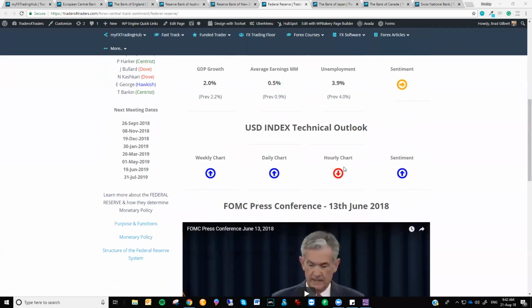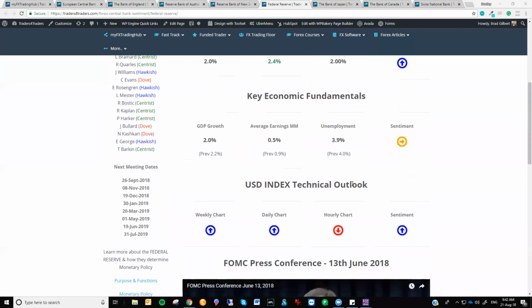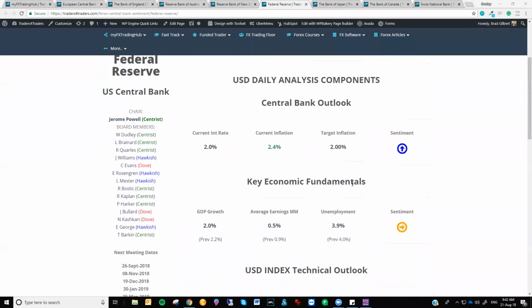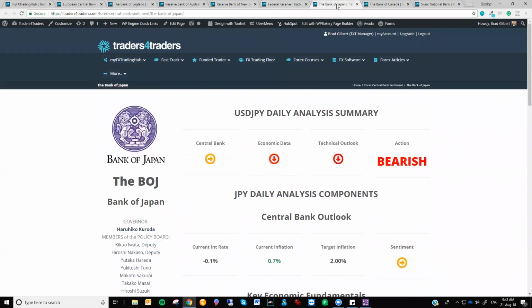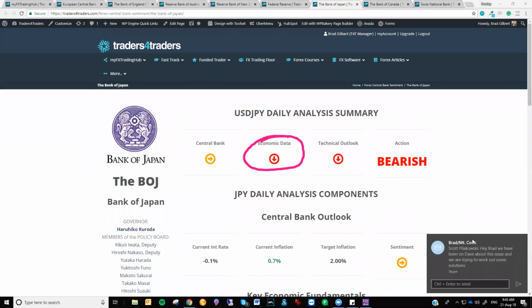Sure, you come down here, the hourly charts are drifting lower, but overriding everything is a very strong sentiment from the central bank. So I still think that's a buy situation. Now, dollar yen, which has just dropped on the back of some geopolitical situations, the Japanese data has been exceptionally weak, so it should drift off.